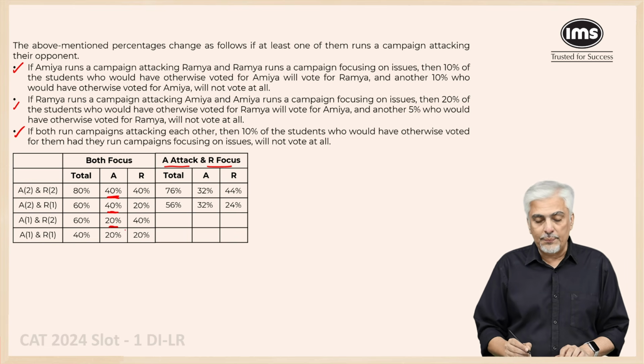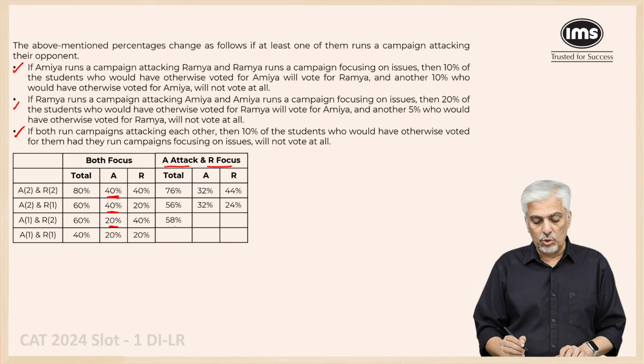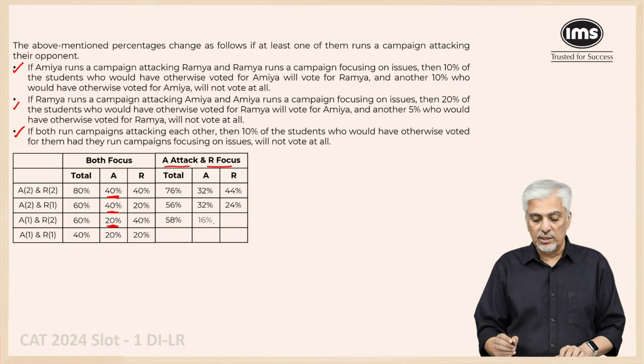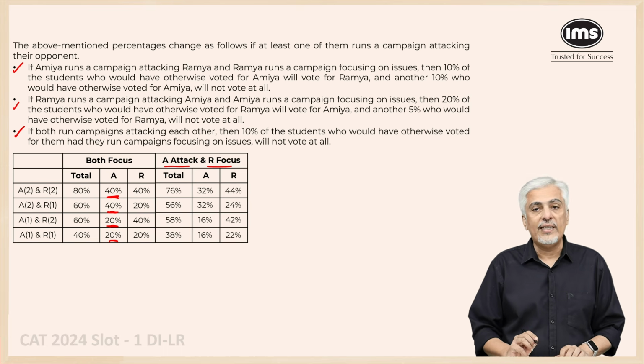Same logic, 10% of 22 will go out. So total will be 58, but she will lose total of 20%. So 4 she will lose. So 16 and 42. And last one again, 10% will go out. So 2 will go out. So 38 will be left. While she gets 4 less, so 16 and 22.